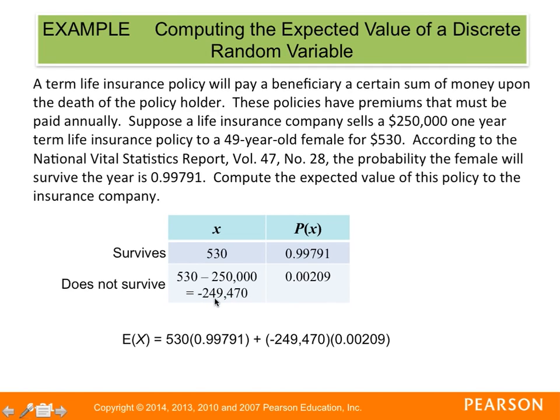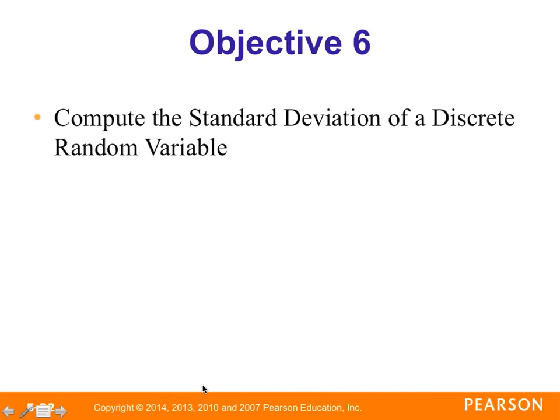Okay, so you're going to have negative 249,470 multiplied by the small probability, because she doesn't have a very high likelihood of dying, 0.00209. And then you add those. Really, this turns into subtraction since this is negative, and you get $7.50.